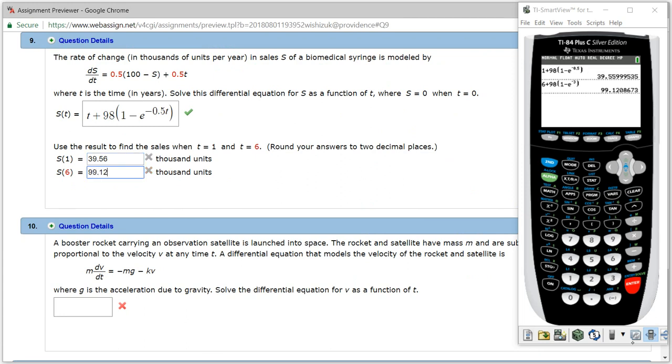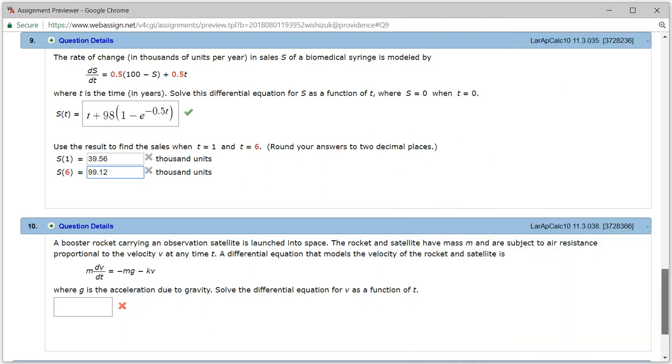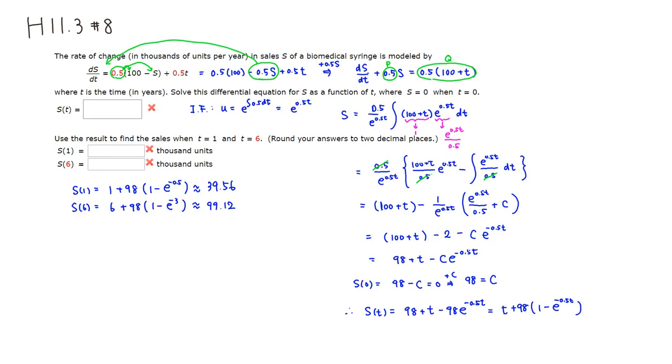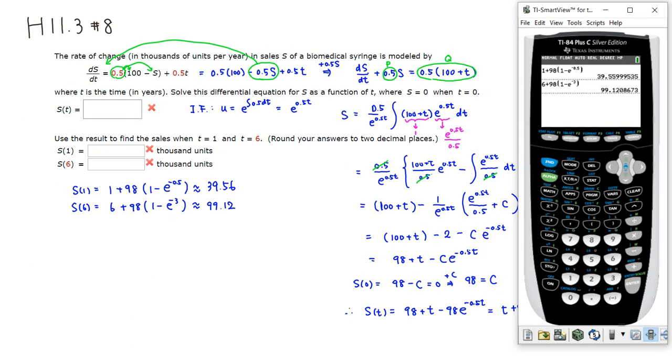99.12. Let's check the answer. It came back and it looks like we got s of 1 and s of 6 correctly. That's it. I hope that this was clear.